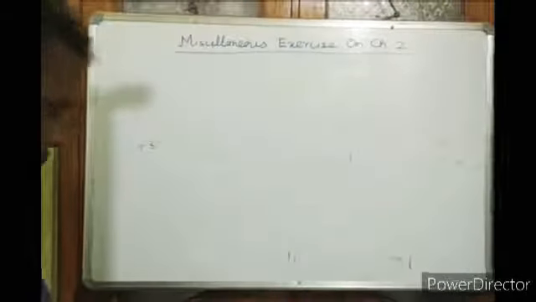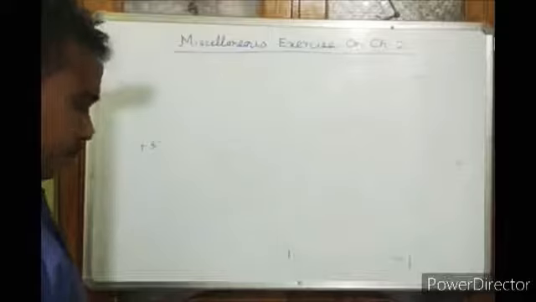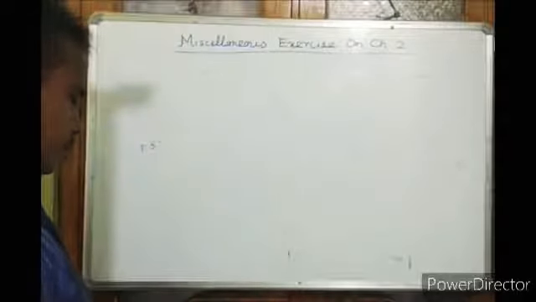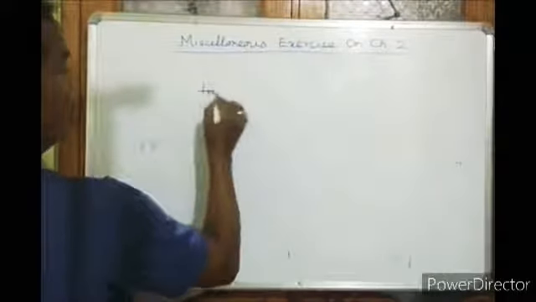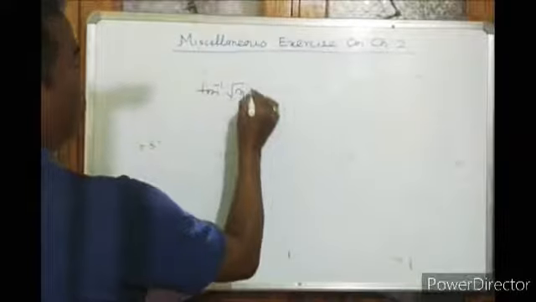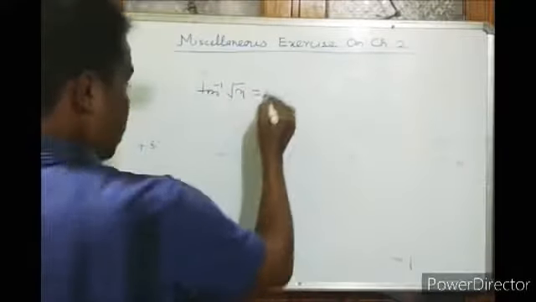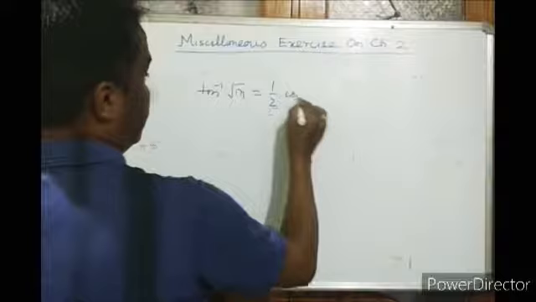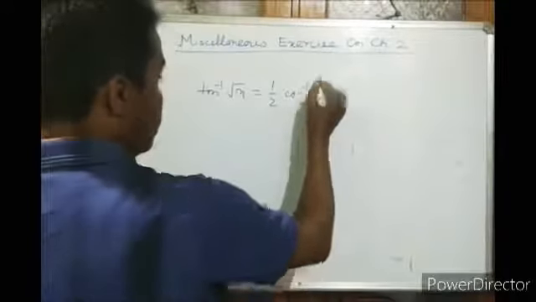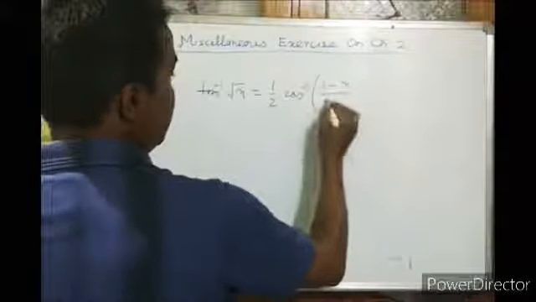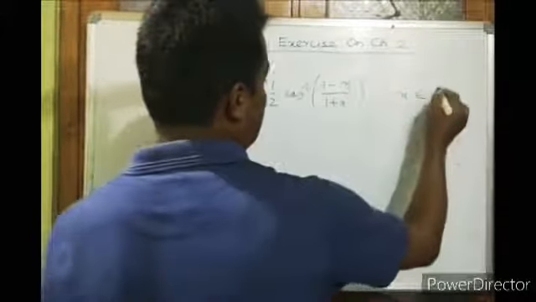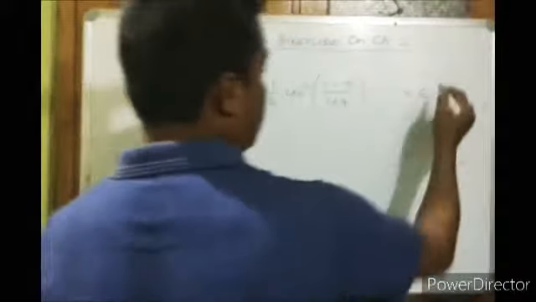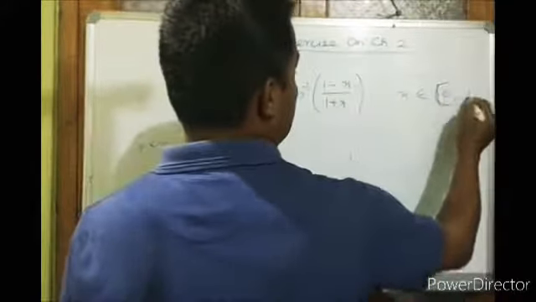A few more, let's try a few more questions. Prove that tan inverse root x is equal to half cos inverse (1 minus x by 1 plus x), and obviously x belongs to the closed interval 0 to 1.